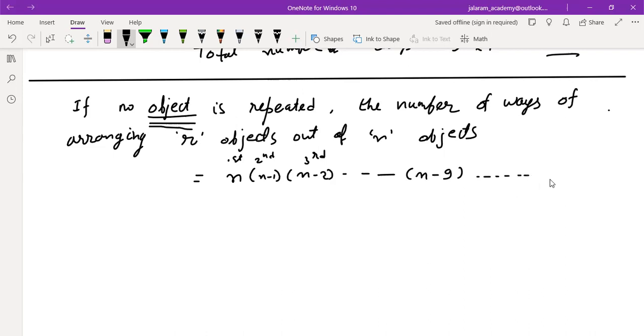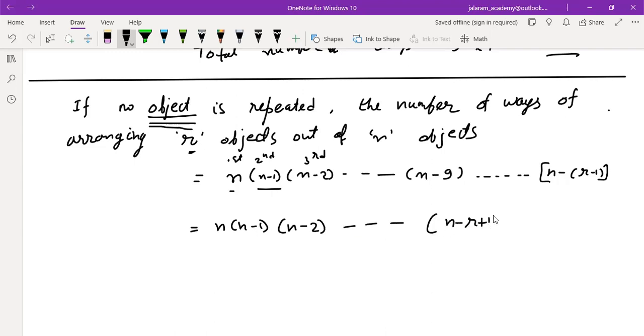Yes, sir. And can you tell the choice for the last, meaning the rth place? We have r objects, na? So can you tell the choice for the rth place? N minus r plus 1. Very good. Okay. So how many choices are there with us? N into n minus 1 into n minus 2 till n minus r plus 1.